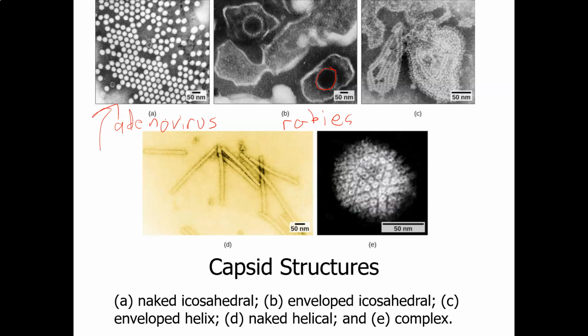And this one, I really don't remember what it is, but it's a helical structure with an envelope around it. And then this one is naked helical. Each one of these has got a helical shape, so it looks like a stick, but actually inside of that stick is the helical structure.